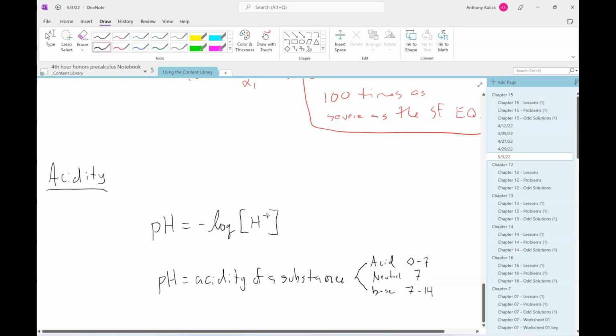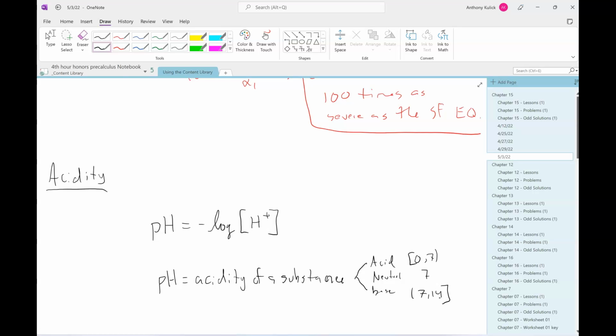Does 7 count as acidic? It goes to 7, but 7 is neutral. Okay, would you prefer me to write it in set notation? Yeah, there you go. Actually, we should have a bracket here at 0 and a bracket there at 14, right? You're including them. Yeah. Cool. Now everybody's happy. Very good.